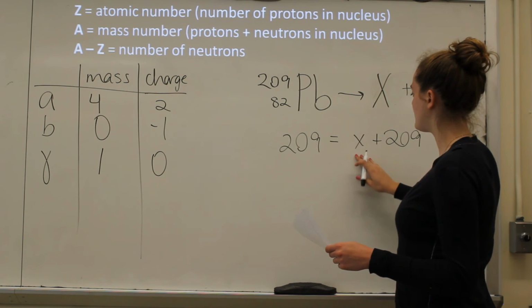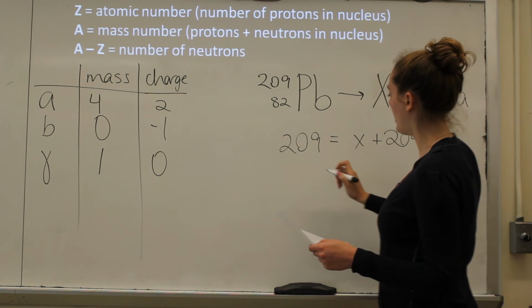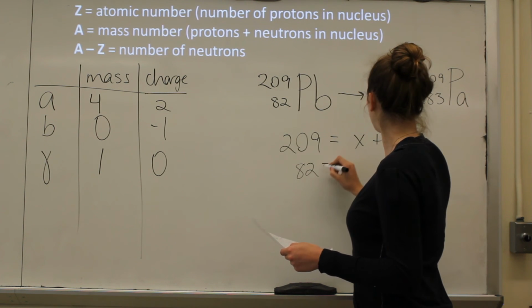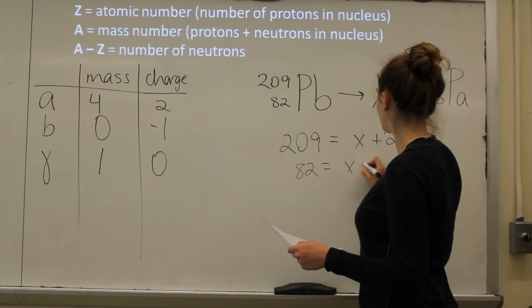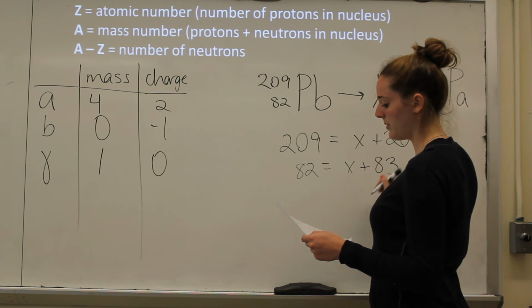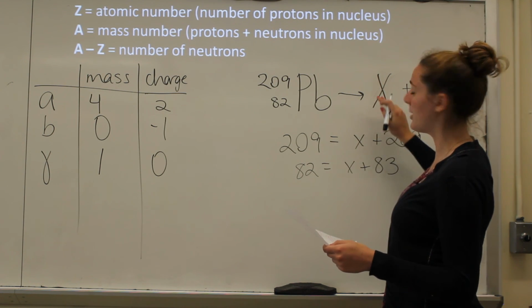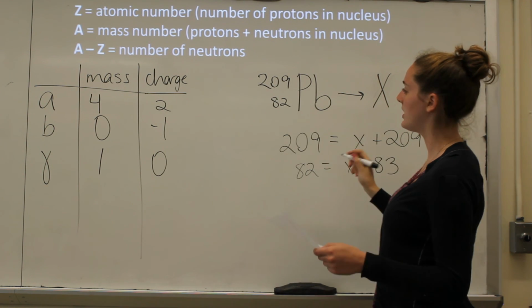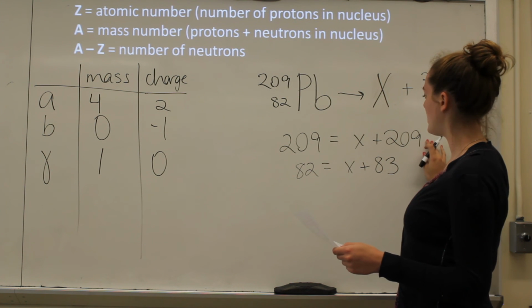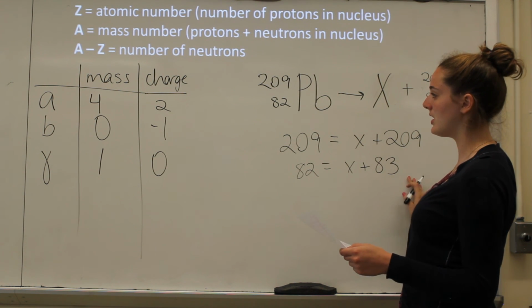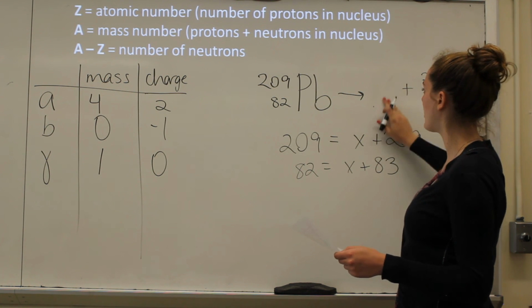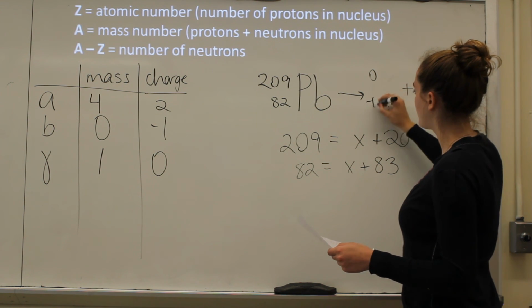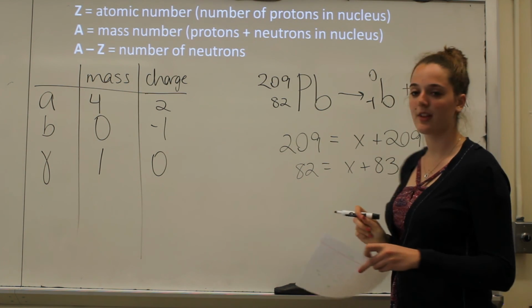Since there's no change in mass, but there is a change in charge, this would be a beta particle, as we see over here. Because there's no change in mass over here, but there's a change in charge, that's why this is a beta particle. And that's it.